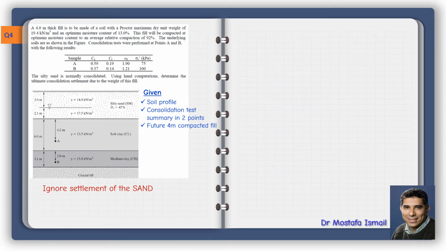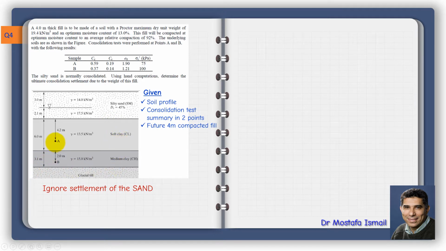In this video, I'm talking consolidation, and we have here question number 4. Let us see what we've got. We are given a soil profile. This is a soil profile. We have two clay layers. One is called soft clay and one is medium clay.